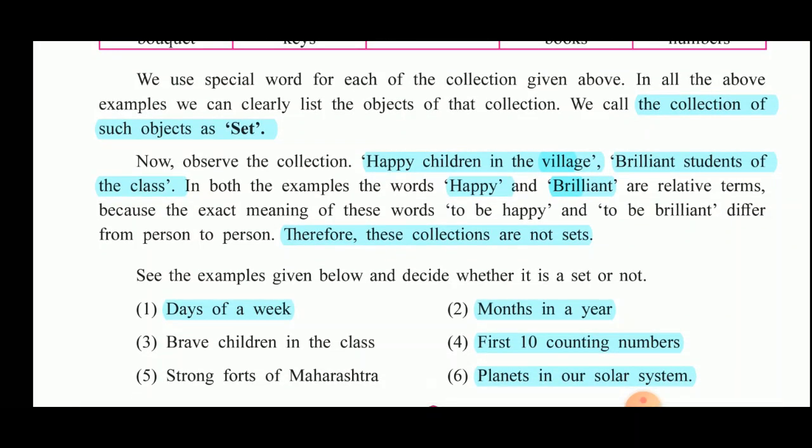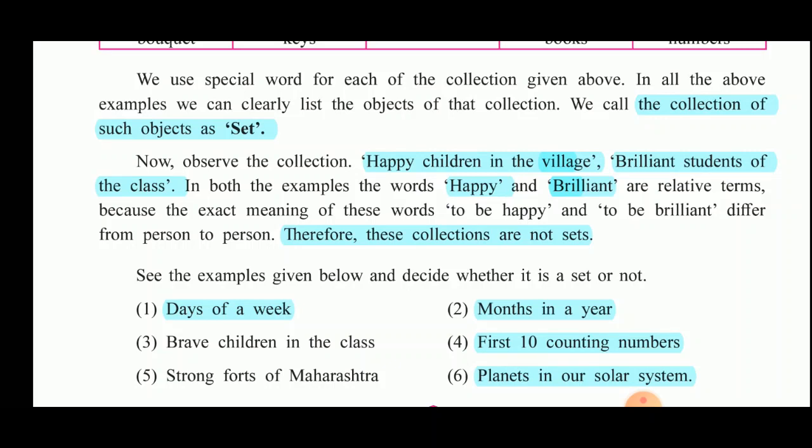Now see some examples which are given below and decide whether it is a set or not. Now, a total of 6 examples are given. The highlighted ones are the examples of a set. Like days of the week, 7 days of the week are there. So this is a set. The months in a year, 12 months are there, January, February, March, April up to December. So this also is a set.